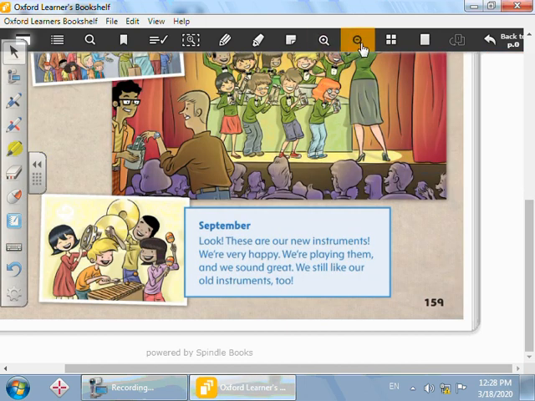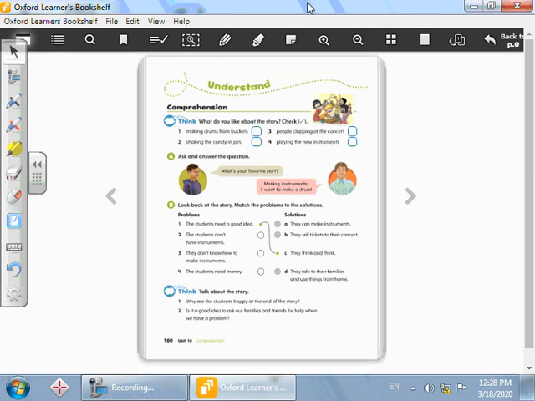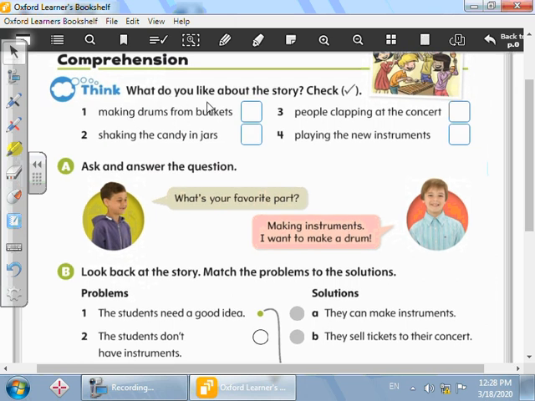Okay, guys. Did you like the story? I liked it so much. Now I want you to turn the page and get page 160. Think, what do you like about the story? Now, you're free to answer these sentences alone. Put a check on the sentence that you like. Making drums from buckets, if you like it, put a tick. If you don't, leave it. Shaking the candy in jars, people clapping at the concert, playing the new instruments.